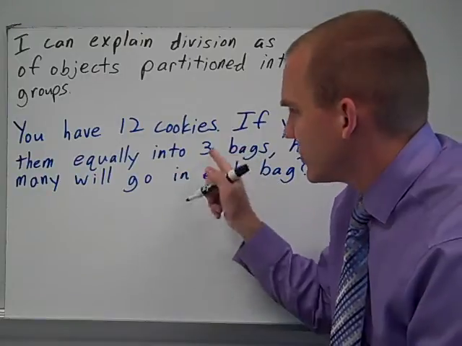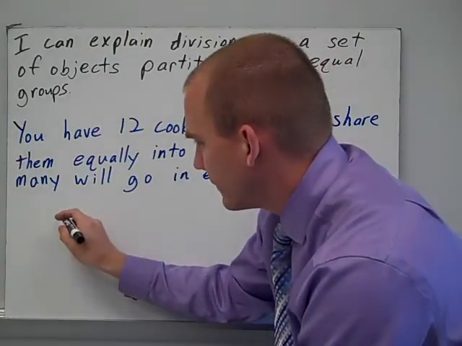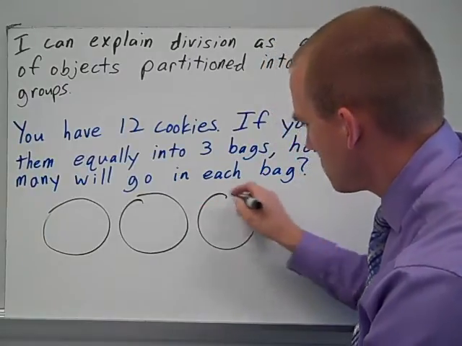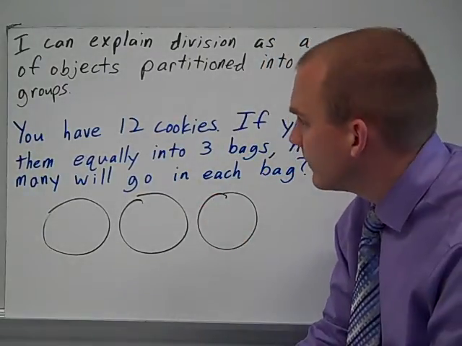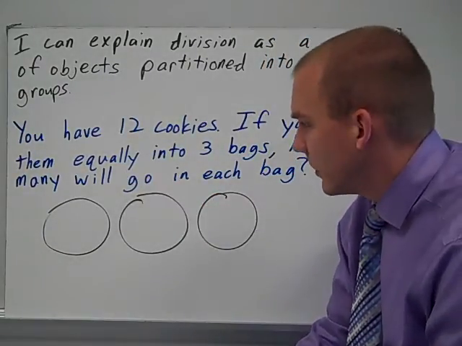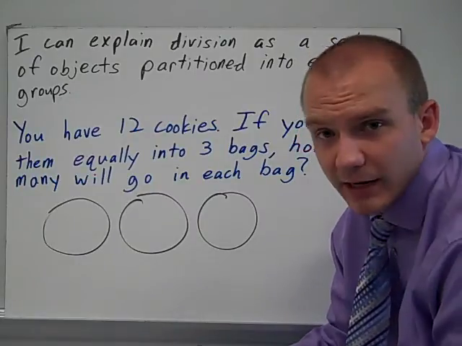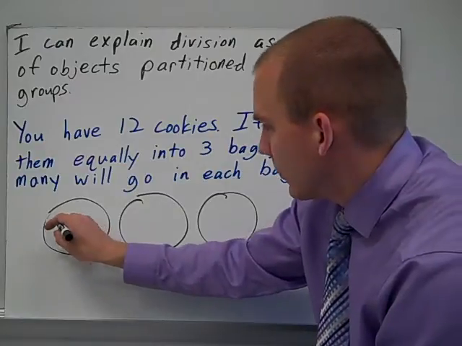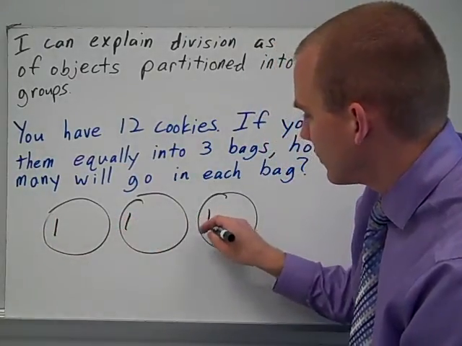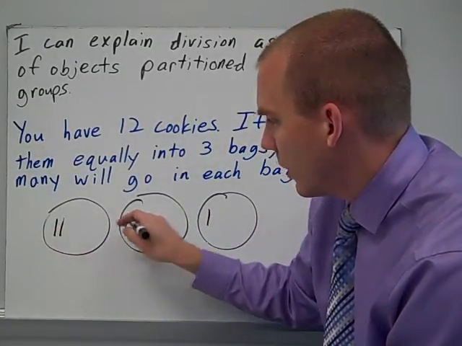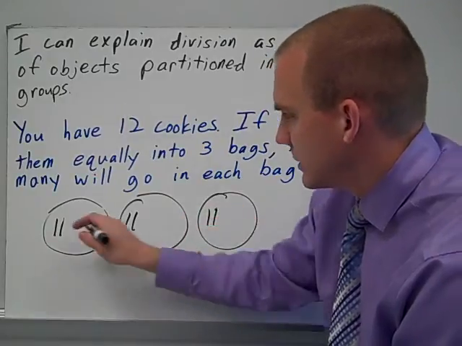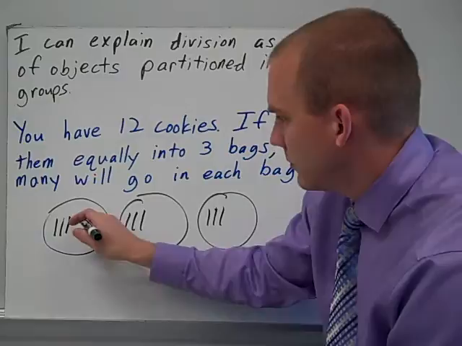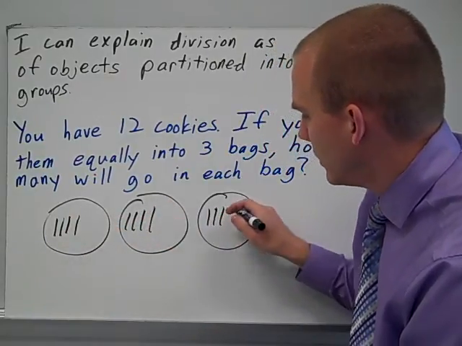So, first we need to actually go with the 3 bags. 1, 2, 3. Easy enough. Now I have to share my 12 cookies. Well, the easiest way I can think of is just to give one at a time until I'm all out. Let's go 1, 2, 3, okay. 4, 5, 6, 7, 8, 9, 10, 11, 12.